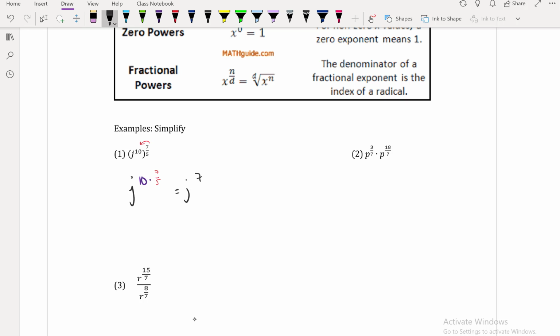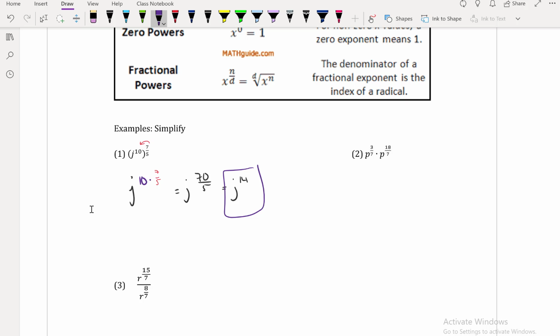Well, that's going to give me 70 over 5. But you can always simplify. So if I have 70 being divided by 5, that's going to give me 14. So I have j to the 14th power as my final answer.